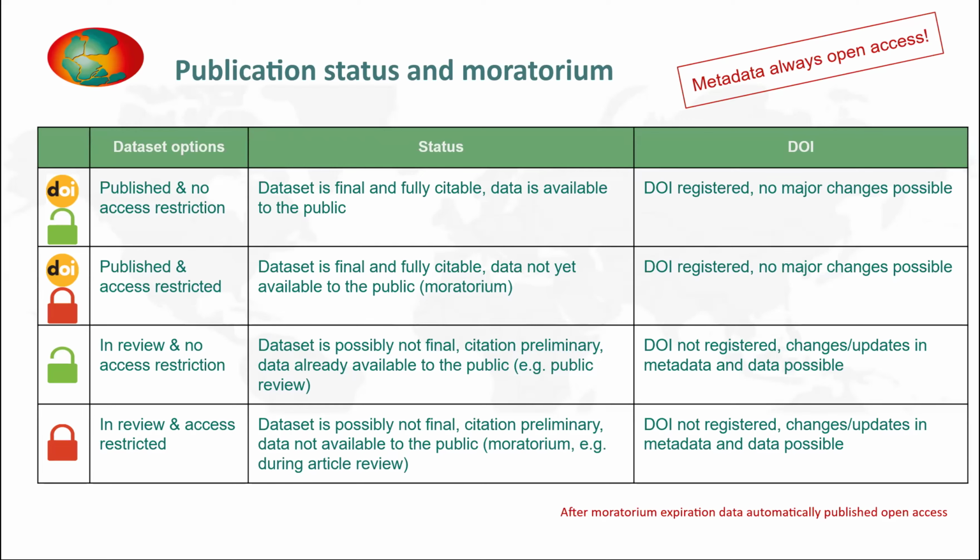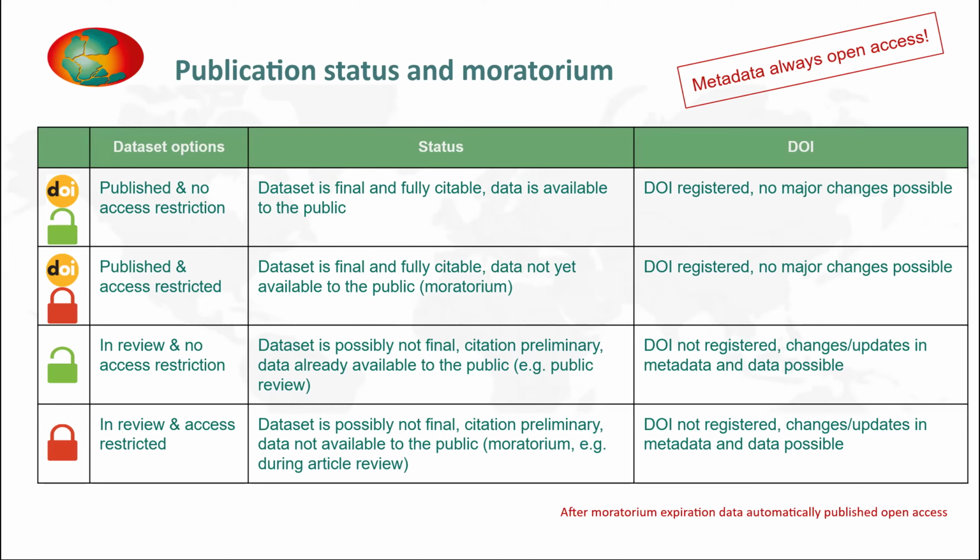So we have basically two options of the status. We can, once you approve, publish the data right away. So the status changes from in review to published, and shortly after that, the DOI will be registered.